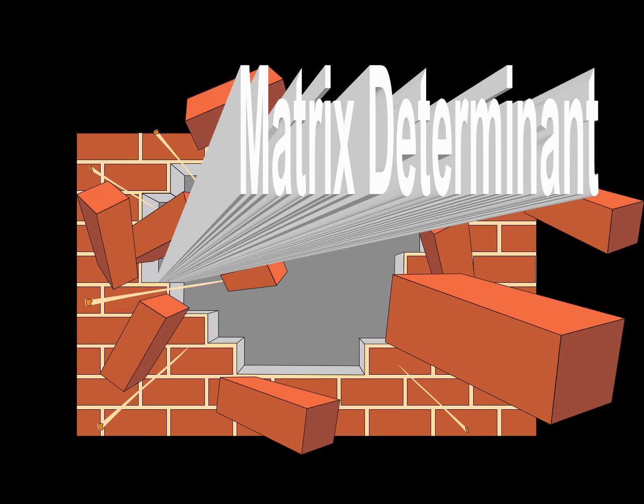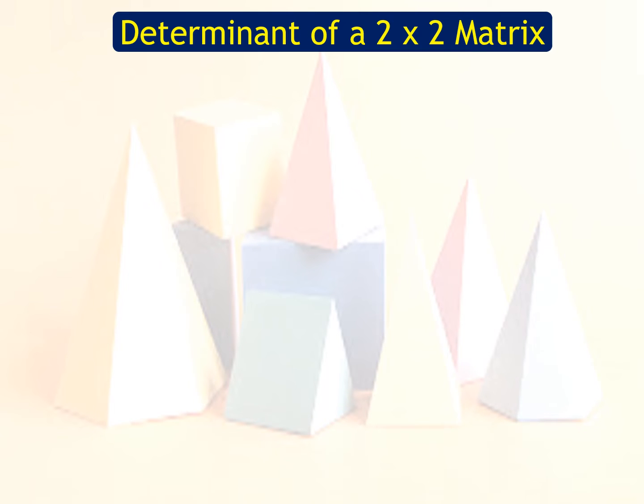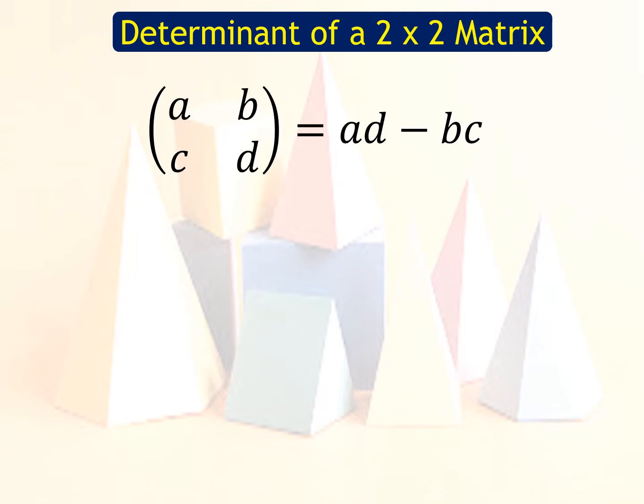Hello everyone. In today's topic, we are going to talk about matrix determinant. So the first thing we need to do here is to determine the determinant of a 2 by 2 matrix. Suppose we have the matrix A, B, C, D. To get the determinant of this matrix, it is equal to AD minus BC.